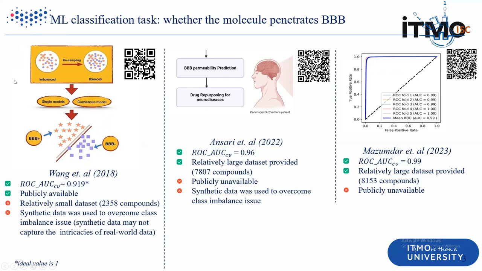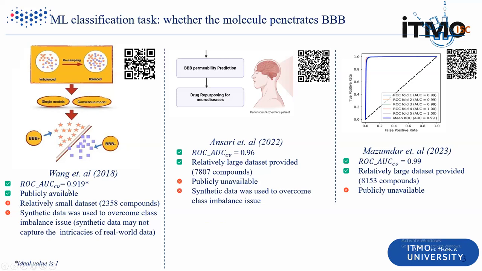We have some classifiers, separated from each other, to do the clusterization. As you can see here, one group would be the blood-brain barrier plus, and the other would be the blood-brain barrier minus. And we have different publications, different models, which were previously elaborated by researchers. So, for instance, Wang et al. and co-authors in 2018 developed the model, which is publicly available.